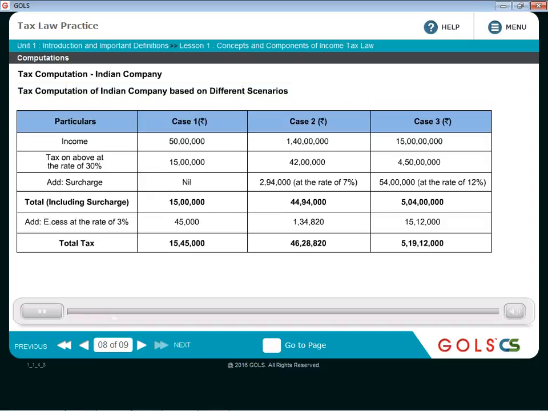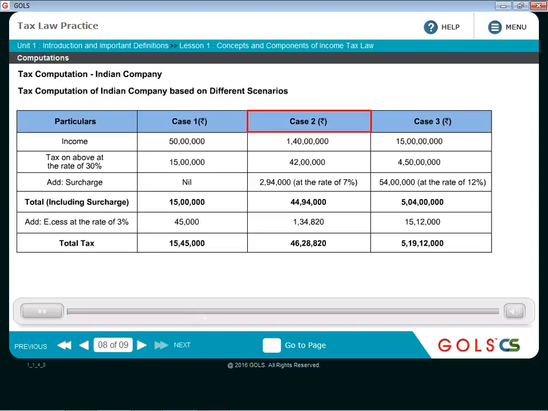Let us take first case, when the income of an Indian company is 50 lakhs. So on 50 lakhs you will apply tax at the rate of 30%, which is rupees 15 lakhs. Now since the income is less than 1 crore, there is no surcharge applicable. So 15 lakh plus 0 surcharge will give us total tax including surcharge of 15 lakhs. Now in this 15 lakhs we are supposed to add education cess at the rate of 3%, which is 45,000. So the total tax liability for this company will be rupees 15 lakh 45,000.